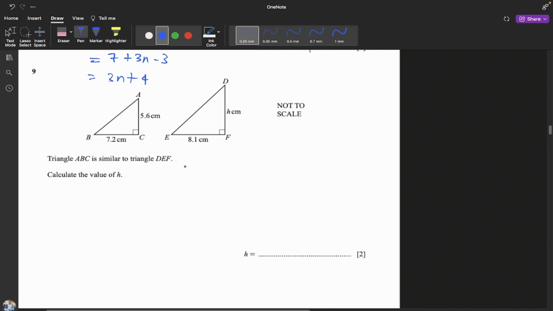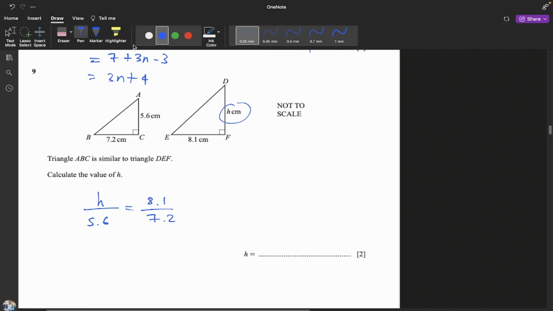9th question. You can solve this using simple ratios. But when you put down the ratios, make sure the thing you have to find is on the top. So h over 5.6 is equal to 8.1 over 7.2. How can I write this? Won't it be an issue?